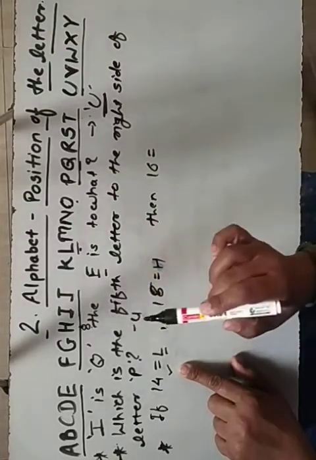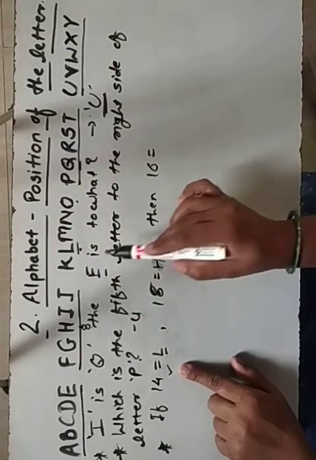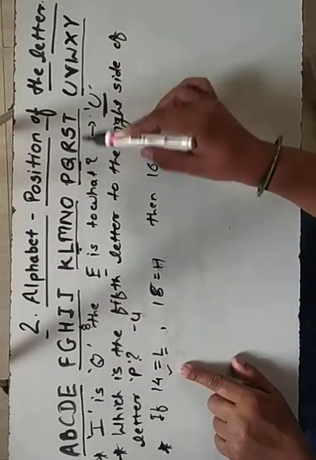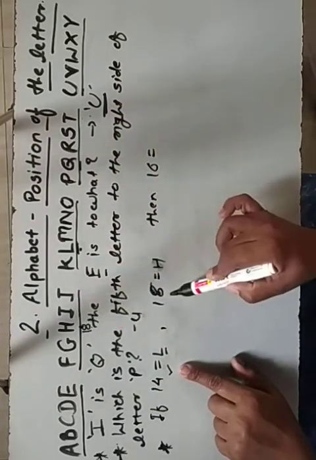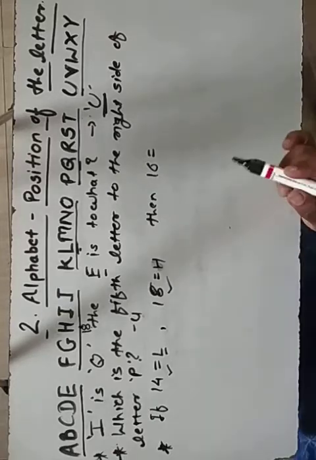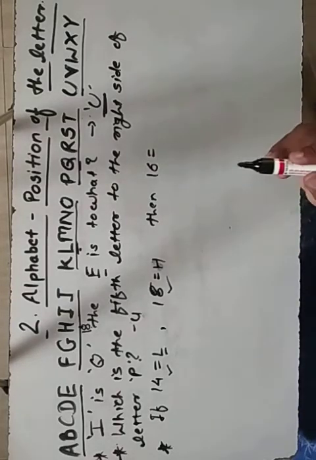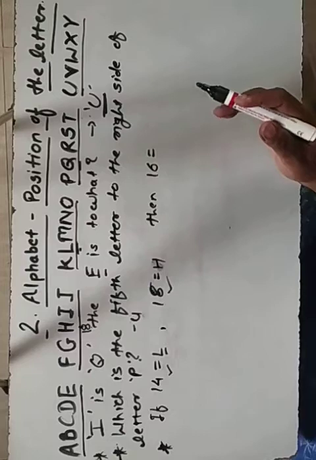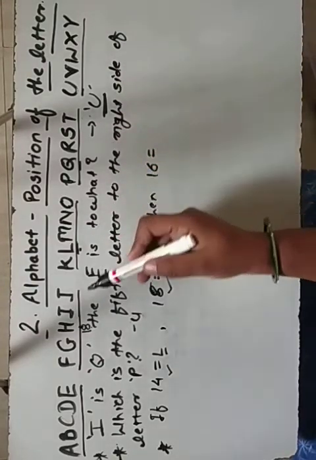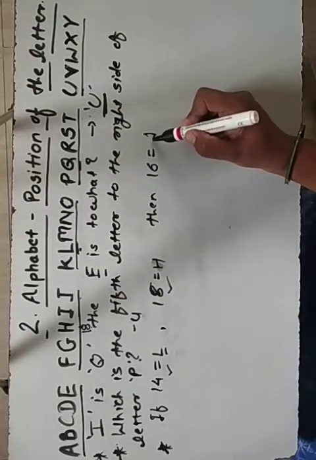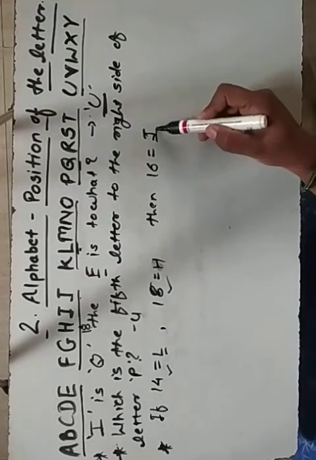Now we will check whether the position of H is 18 or not. So here also this is 5, 10, 15, 16, 17, 18. Yes, from the right side H is at the 18th place. Now we have to see who is at the 16th position from the right side. So here 5, 10, 15, and this is the 16th position. J is there. So J will be the answer.